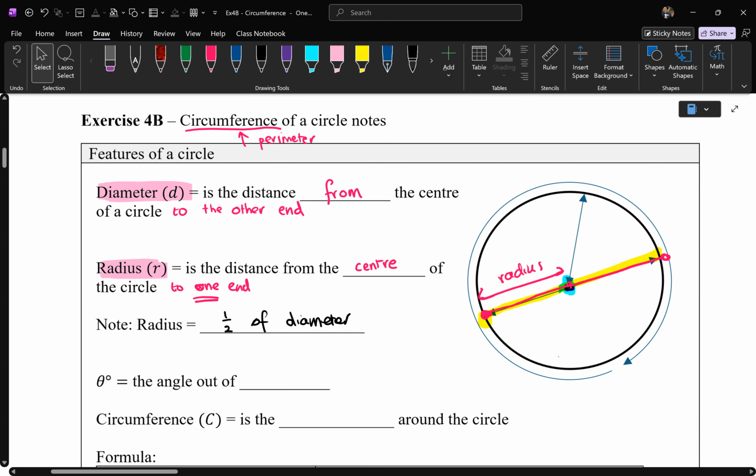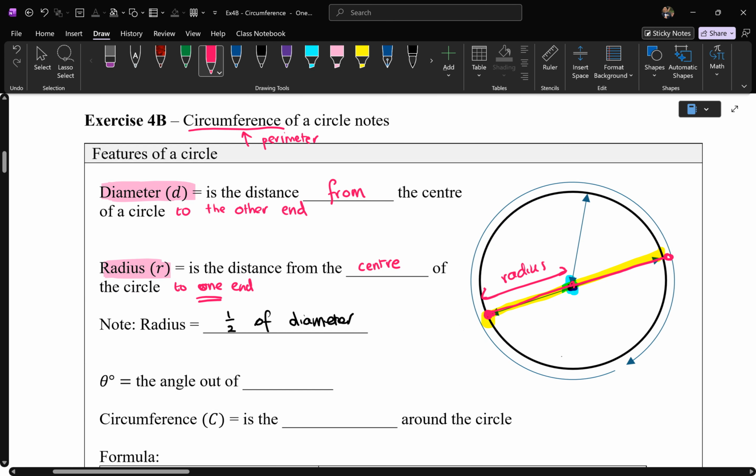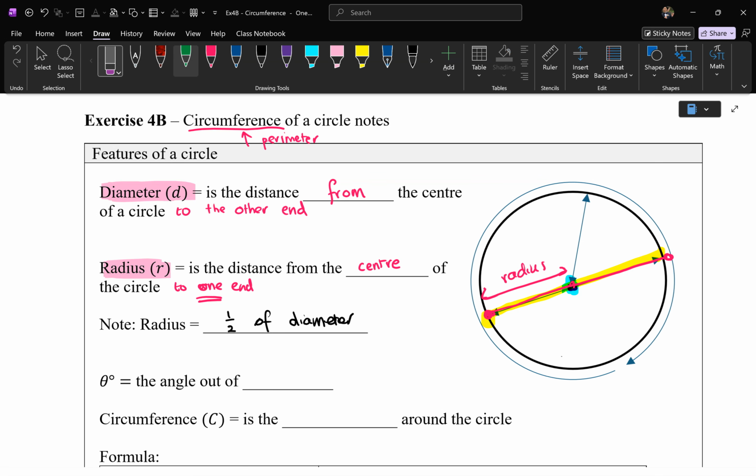So another way of writing it, if it helps you, write this down as well. Diameter, capital D, is equal to 2 times the radius. So if you know the radius, you'll know the diameter. If you know the diameter, you'll know the radius. Cool? Just have those two notes.